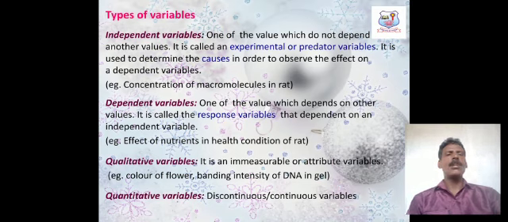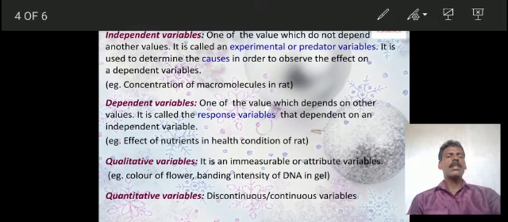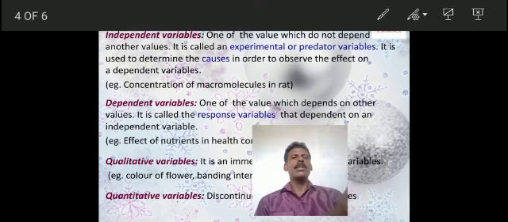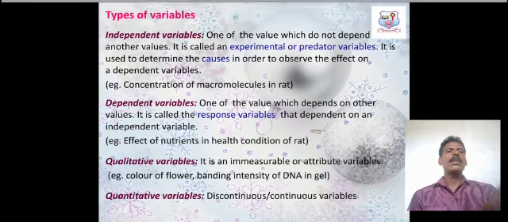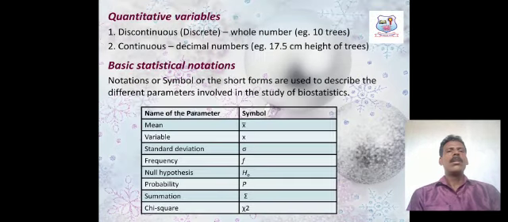The next variable is quantitative. That's very important for further statistical analysis of the data. Here it consists of two types. First one is the discontinuous variable. Second one is the continuous variable.